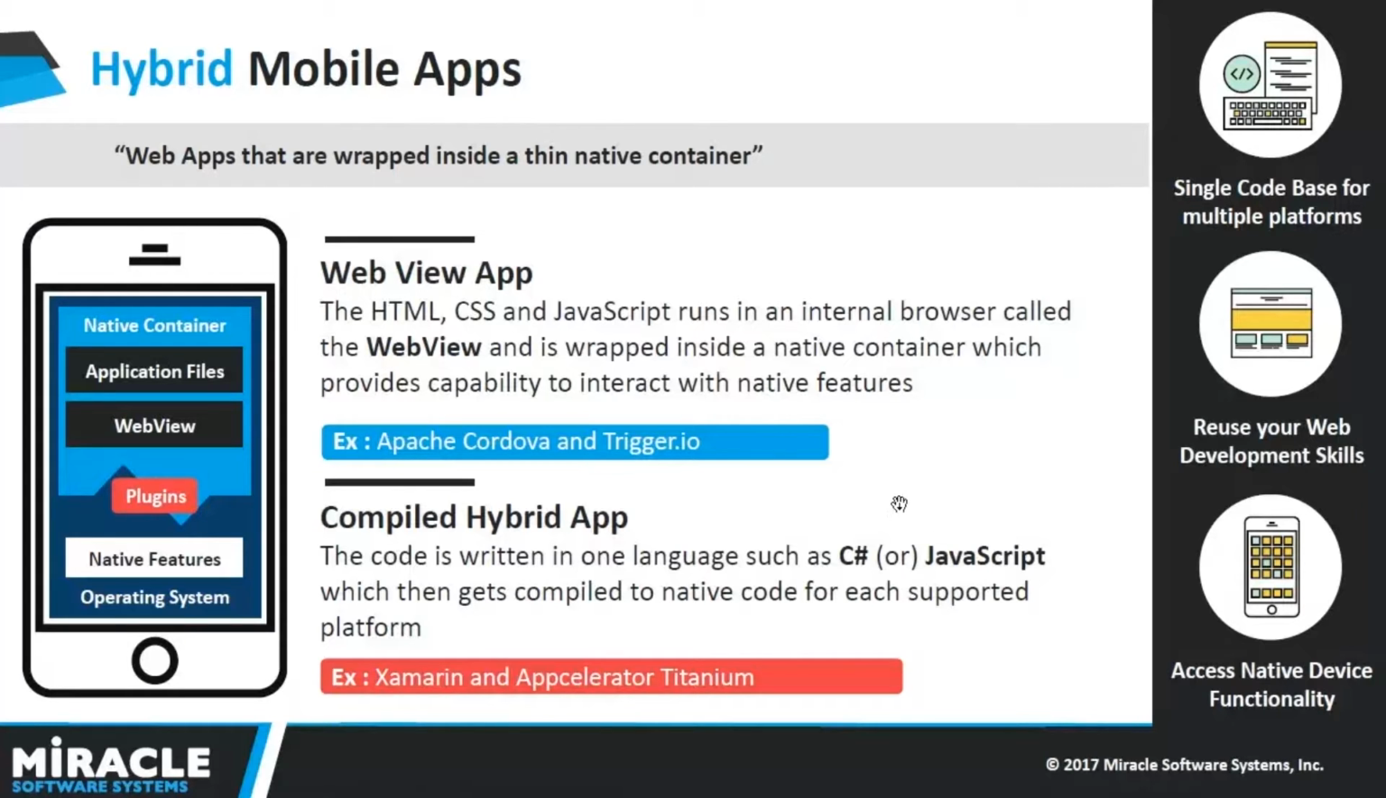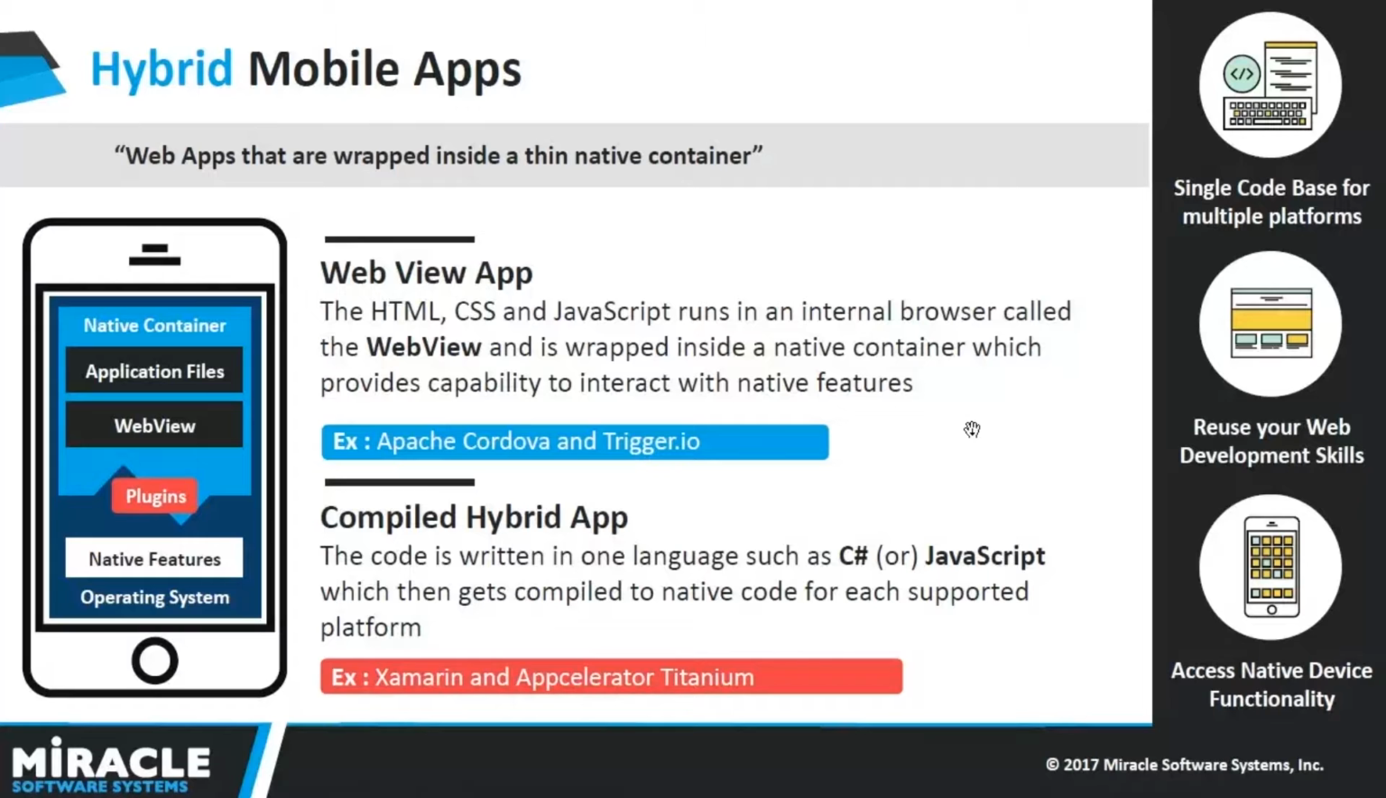And we have two strategies in hybrid apps too. One is WebView apps and another is compiled hybrid apps. What are WebView apps? Here, we develop the application using HTML, CSS, JavaScript, and then wrap it in a native container which interacts with the device native features. Examples of WebView apps are Apache Cordova and Trigger.io.